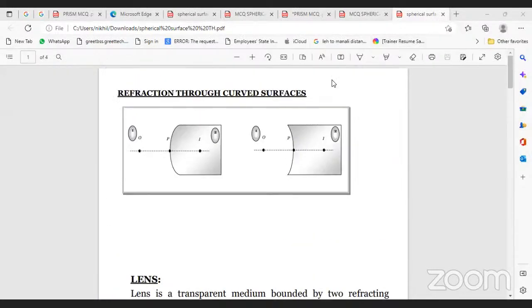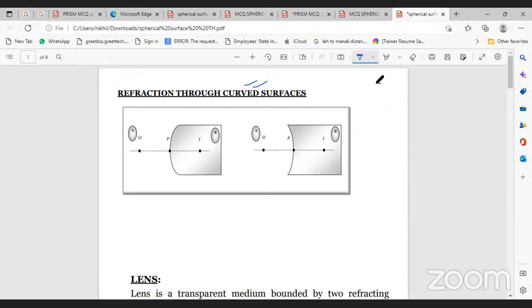So here you have studied the refraction through plane surface and you have studied the refraction through the prism. Now in this session, we'll take up the refraction through what? Curved surfaces.